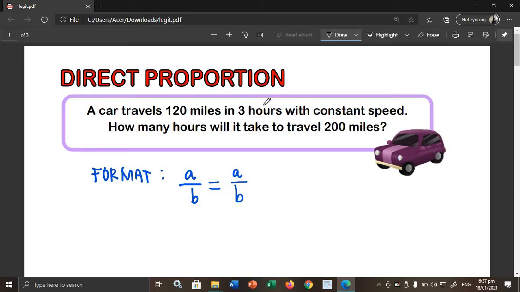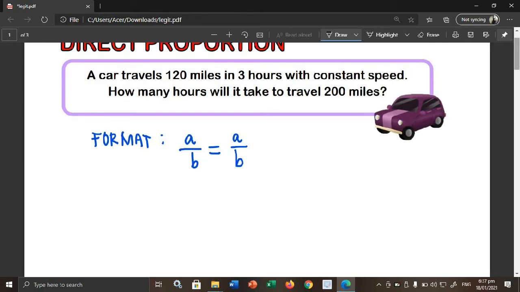That is why this problem is called direct proportion. The distance, the miles, increased from 120 to 200. Therefore, we can assume that the hours in driving that distance at constant speed will be higher than 3 hours. The distance increased, so we assume the time also increases. That's why this problem is called a direct proportion.